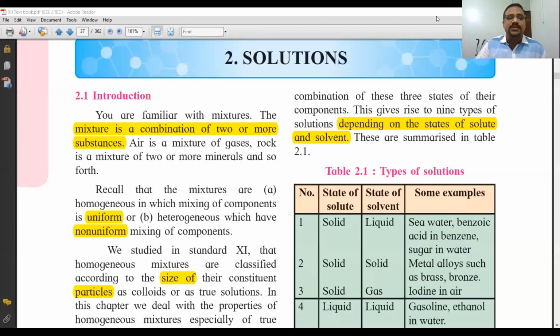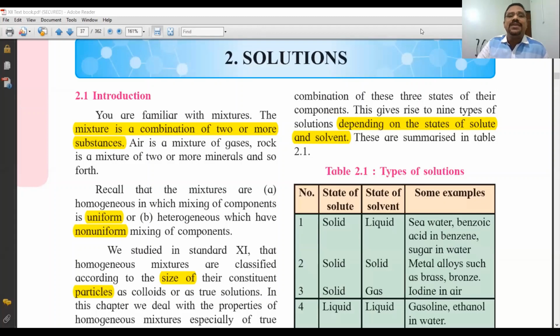For today's session, I want to begin with the PDF of your textbook. What is given in that PDF? Let us see. I want to share the PDF. Yes, this is the PDF of the chapter.